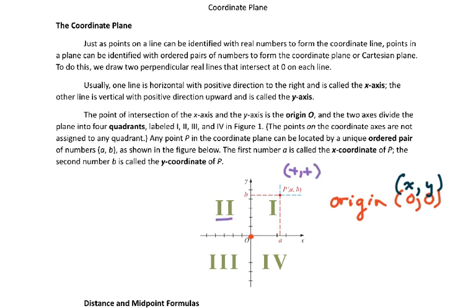The second quadrant right here has negative x values, but positive y values. In the third quadrant down here, both coordinates, x and y, are negative. And in the fourth, the points are positive for the x and negative for the y. You will definitely use these quadrants, especially when we get into doing trig later in the year.